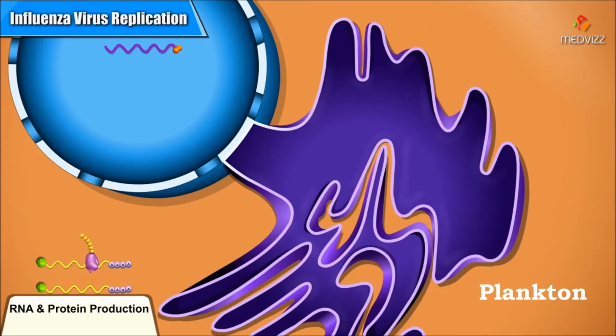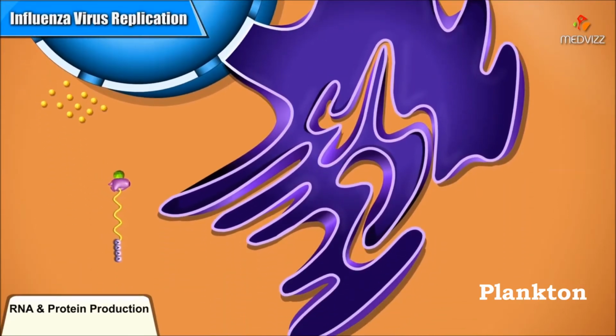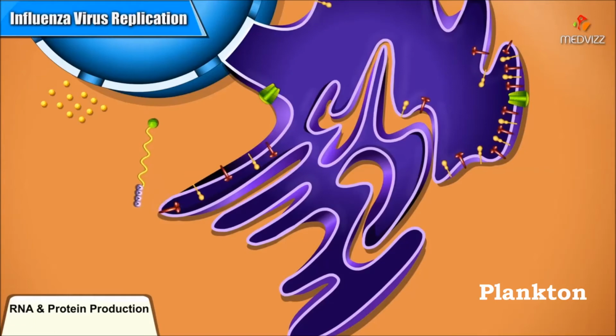In this example, the mRNA codes for the nucleocapsid protein that will coat future viral RNA molecules. Several other mRNAs code for viral envelope proteins. Envelope proteins are made by ribosomes on the host cell's endoplasmic reticulum. This particular mRNA codes for hemagglutinin.